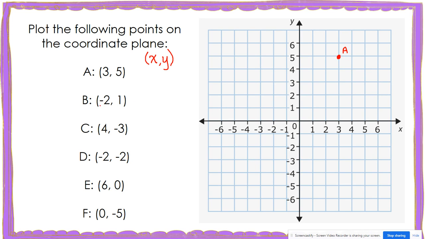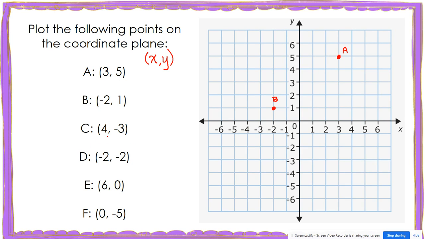Point B has an x value of negative 2 and a y value of positive 1. I'm going to start at the origin, and the first thing I'm going to do is move to negative 2 on my x-axis. Remember, my x-axis is my horizontal axis, so to move to negative 2, I will move 2 units left, and then I'm going to move 1 on my y-axis. Because it's positive 1, I'm going to move 1 unit up, and this will be my point for B.